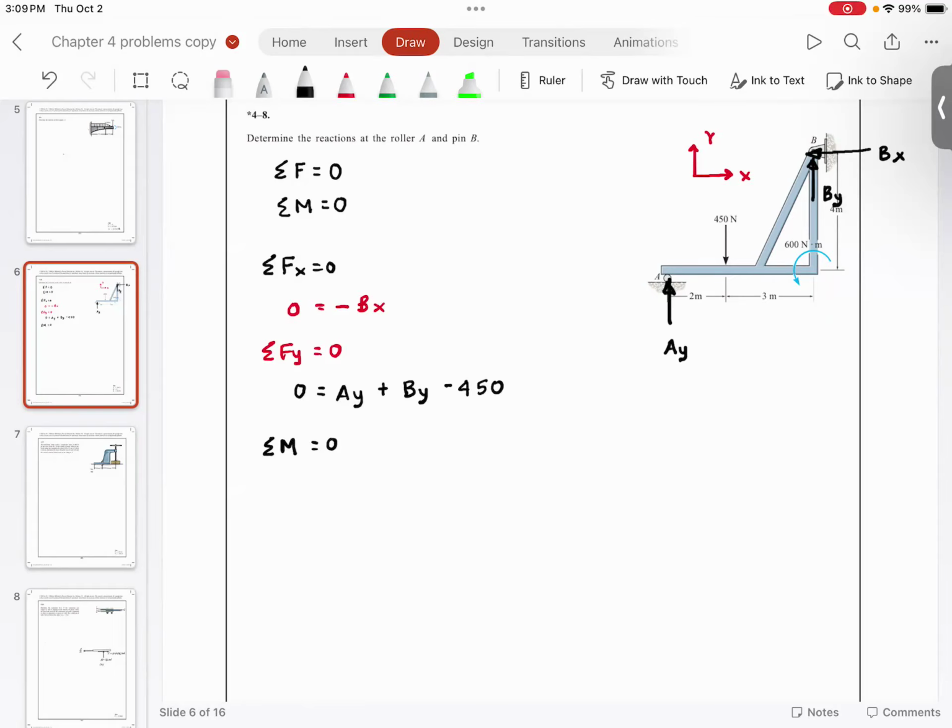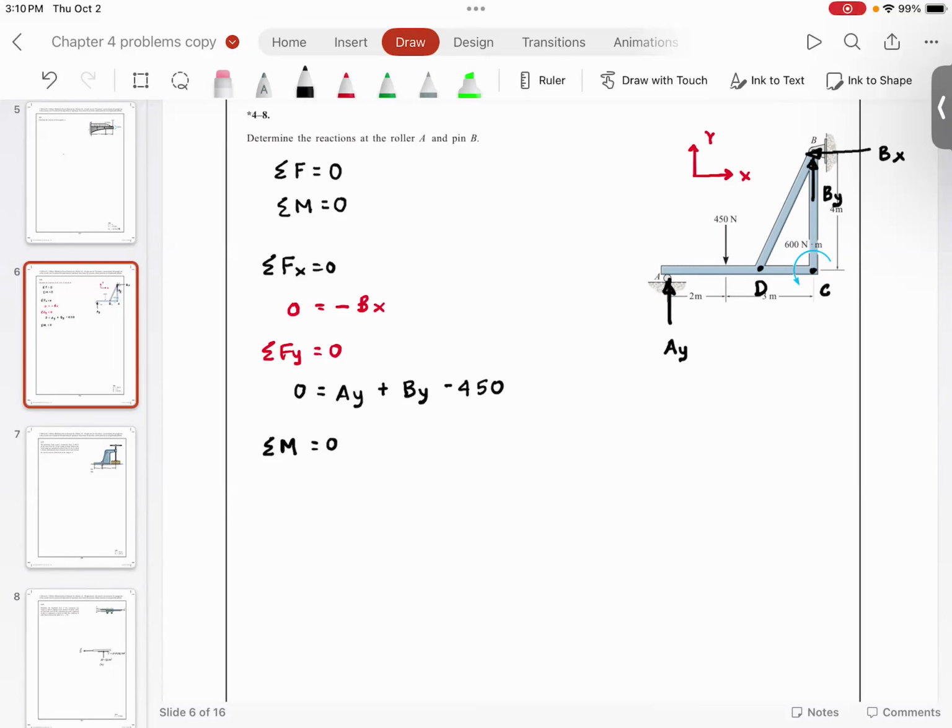Now I want to ask you a very important question, and please pay attention. Since this truss, it means multiple members connected together, that's a truss. Since this truss is in equilibrium, not going anywhere, no matter wherever you take moment, it's going to be 0. So you can take moment at A, at B, at C, or at D. You can take moment anywhere. Summation of all the moments is going to be 0.